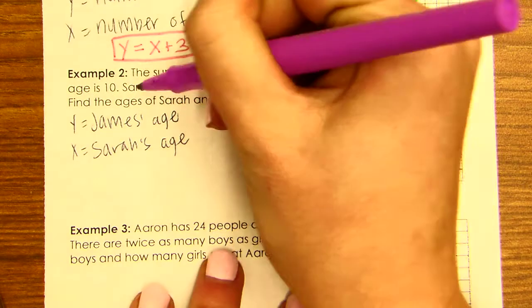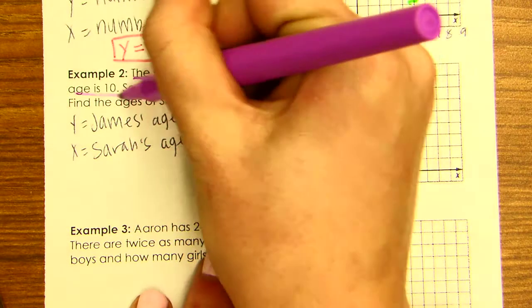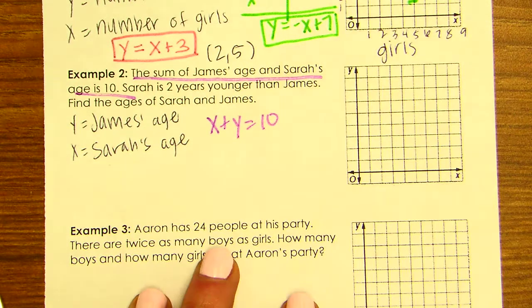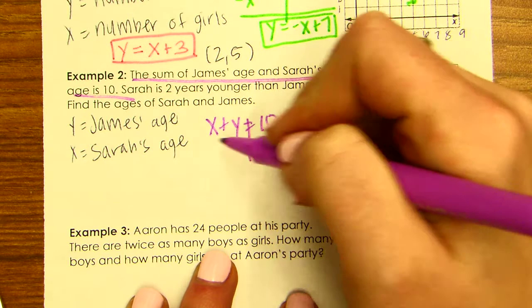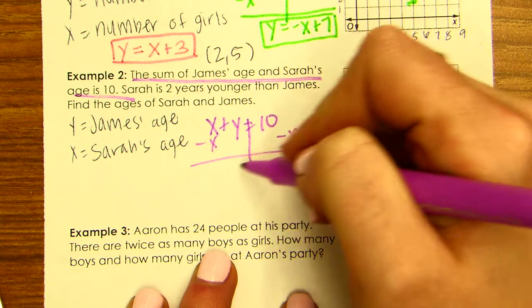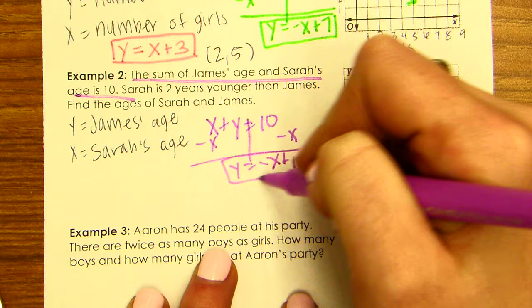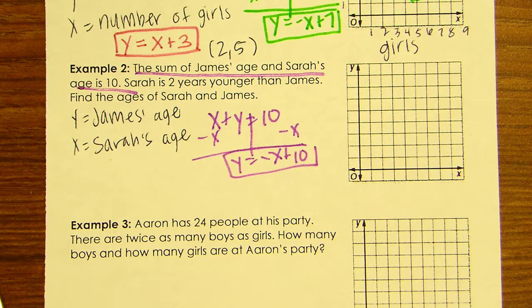It says the sum of James' age and Sarah's age is 10, so that means if I add their ages, I get 10. That's not in slope-intercept form, so I'll subtract x from each side. So I have y equals negative x plus 10. Now that's in slope-intercept form, so it's easy to graph.